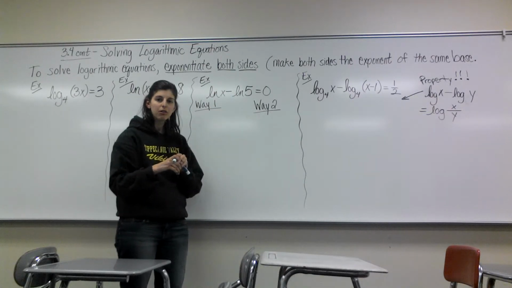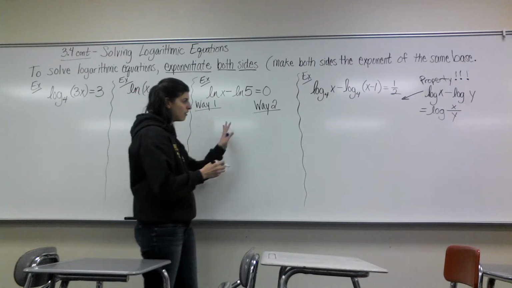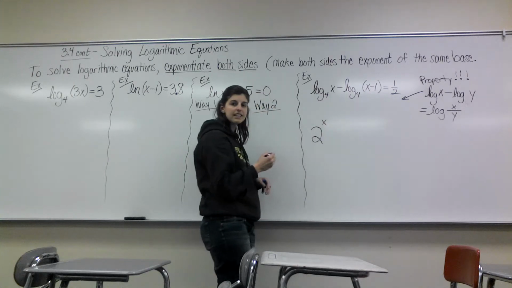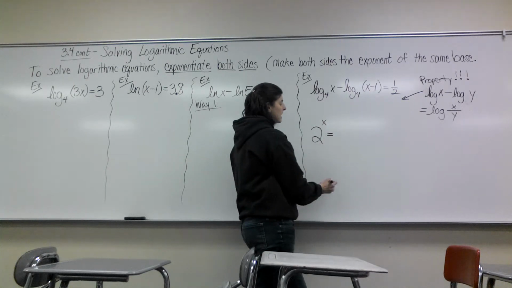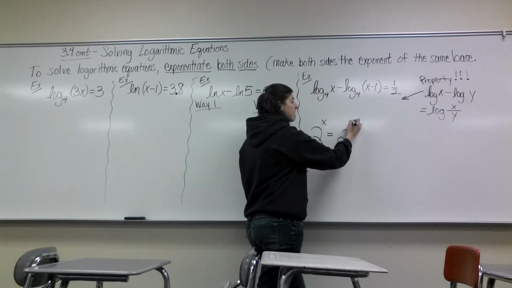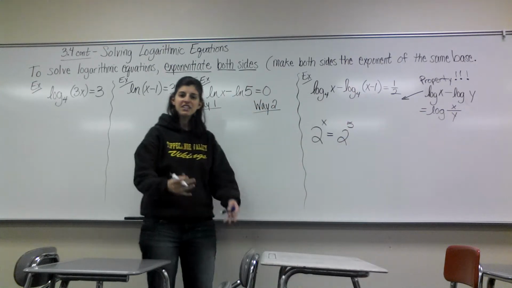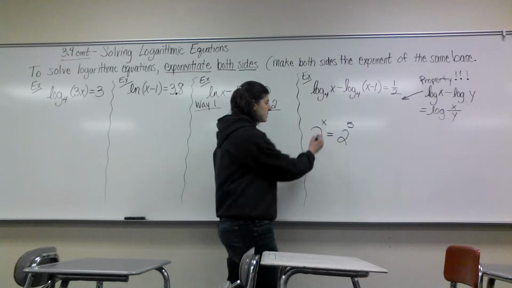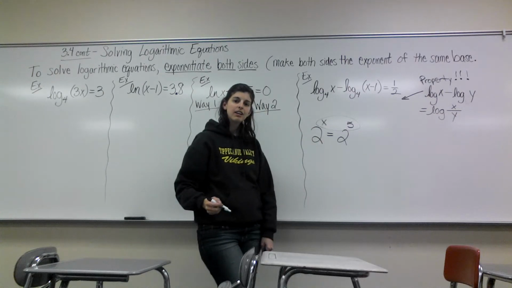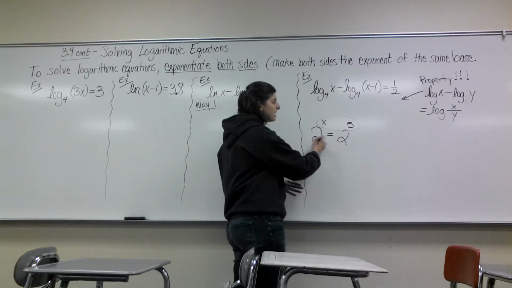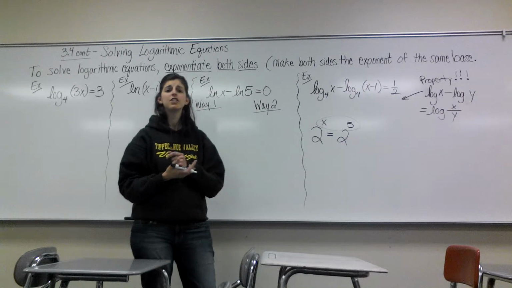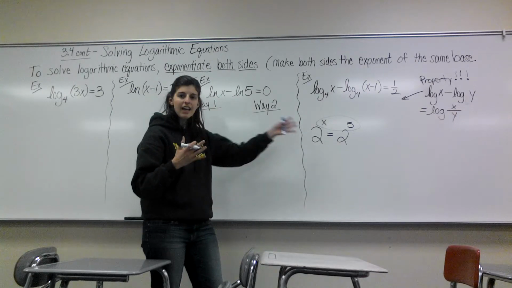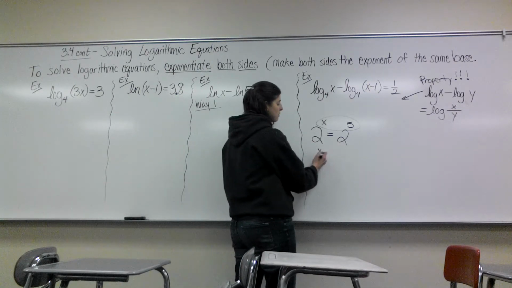Let me review with you really quick. If I have 2 to some power, so let's call it x, if I have 2 to the x equals 2 to the 5th, what does x have to be? If 2 to the x equals 2 to the 5th, doesn't x have to be 5? All right, so if you have two exponential functions that have the same base that are equal, then the exponents have to be equal. So x would have to equal 5.